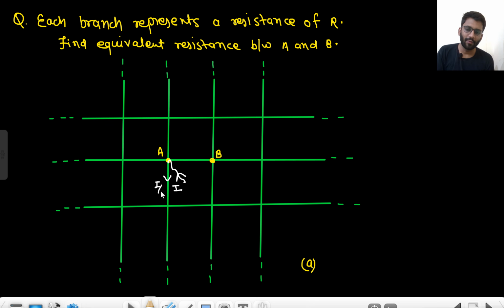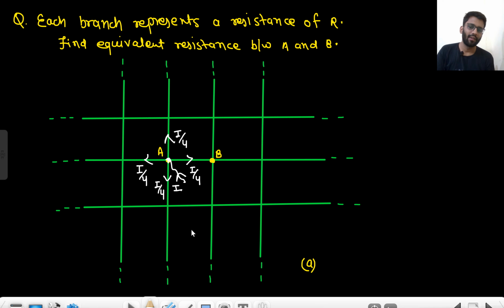Here we will have I by 4, right? This I has 4 branches, this branch, this branch, this branch, and this branch. From each of them, if you stand there, you will see an infinite ladder. So across all of them it sees the equivalent resistance. So it will be divided into 4 equal parts, I by 4, I by 4, I by 4, and I by 4.